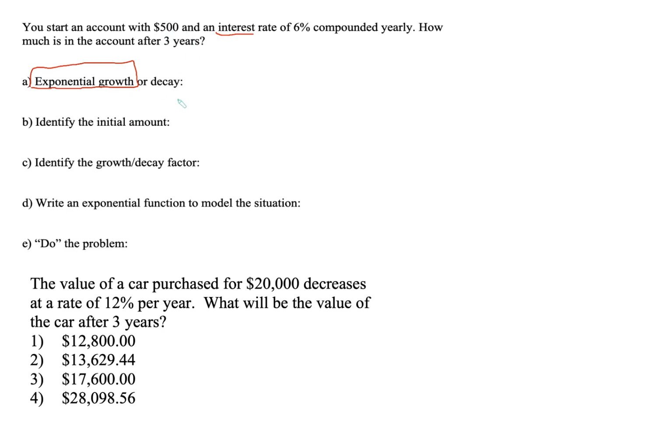The initial amount would be your original amount, which would be $500. We have to identify the growth factor because we know this is not a decay. Remember, the growth factor would be 1 plus R because it's a growth. So it's going to be 1 plus your 6%. But remember, we need to change that 6% to a decimal.